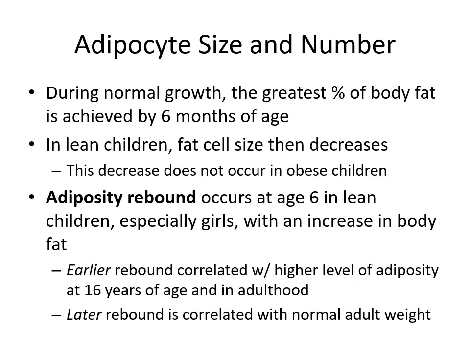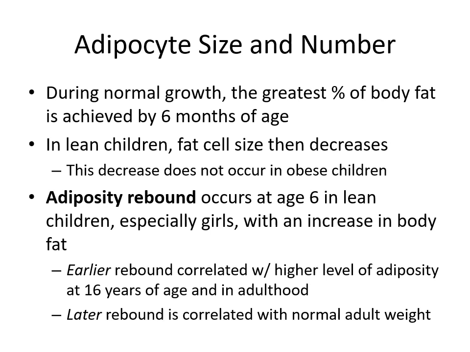So during normal growth, the greatest percentage of body fat is achieved by 6 months of age. So it's true, right, when we see the adorable little infants and they're quote-unquote squishy, they do have a significant proportion of body fat. In lean children, fat cell size then decreases, and this decrease, though, does not occur in obese children. And so we have what's known as adiposity rebound. And so this occurs at age 6 in lean children, especially with girls, with an increase in body fat.